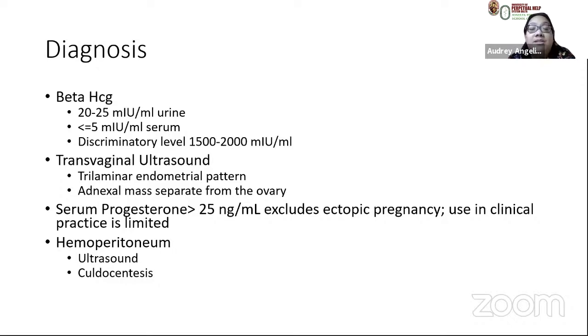Okay, your serum progesterone, more than 25, more or less excludes your ectopic pregnancy. Although if it's less than 25, it does not necessarily mean that you have an ectopic, so its use in clinical practice is quite limited. And in our example where there is hemoperitoneum, you will see it in ultrasound and you will see it in your culdocentesis.